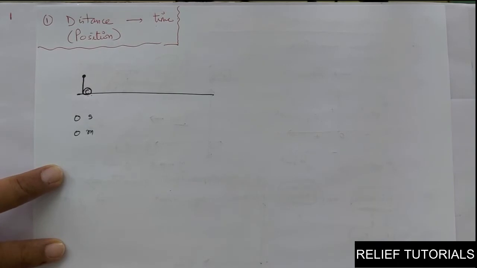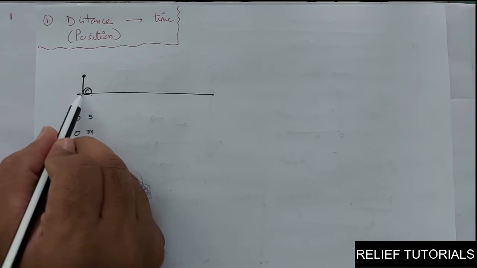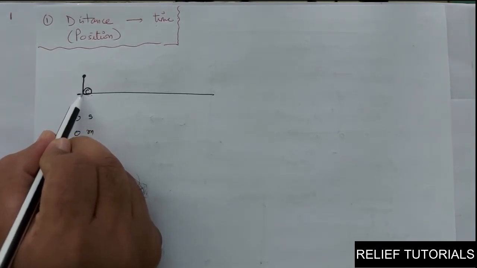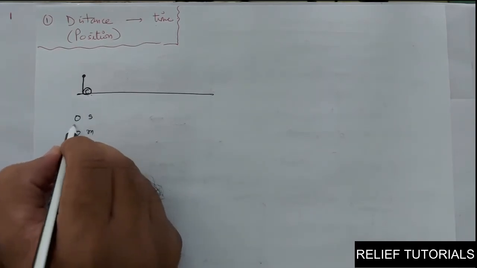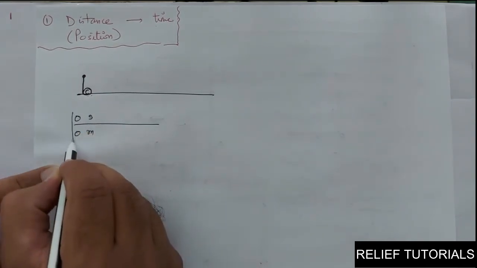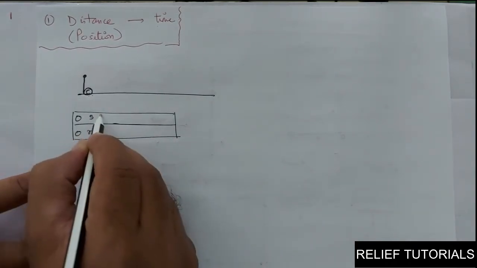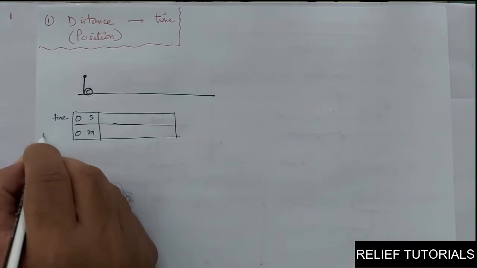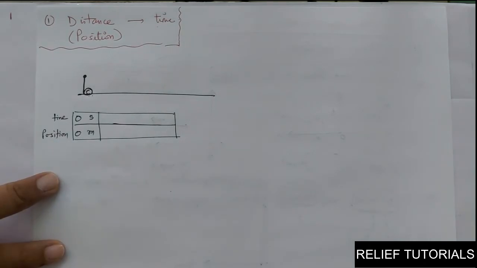So this is the very initial condition you have described: in the very beginning of the journey, the car is at the reference point. You yourself or the pole is the reference point, and in the very beginning at 0 seconds, the distance of the car from the reference point is 0 meters. This is time, and this describes the position, or distance, of the particle from the reference.